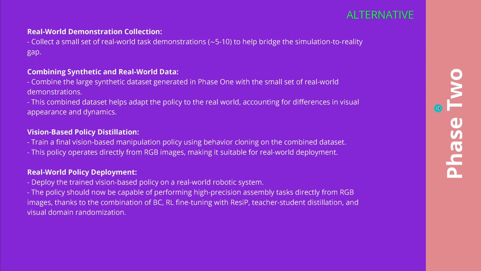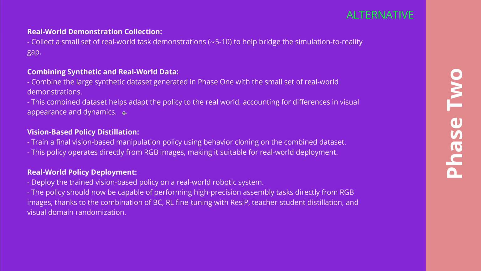Now, phase 2, an alternative representation of the same topic, is then, of course, it helps to collect a small set of real-world task demonstrations, 5 to 10, to help bridge here the simulation to reality gap that I showed you, 77% to close to 100%. So what we do, we combine now the large synthetic data set from phase 1 with this small real-world data set of demonstrations, and this combined data set, which is now even more precise, helps to adapt the policy even better to the real world, accounting here for the very minuscule differences in visual appearance and dynamics.